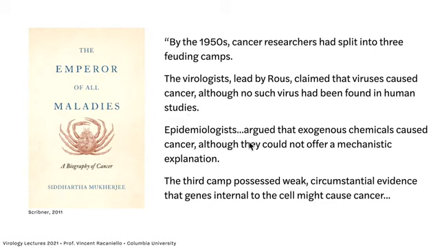Epidemiologists argued that chemicals caused cancer, although they could not offer a mechanistic explanation. The third camp possessed weak circumstantial evidence that genes internal to the cell might cause cancer. It turned out they were all right. All of this is right.